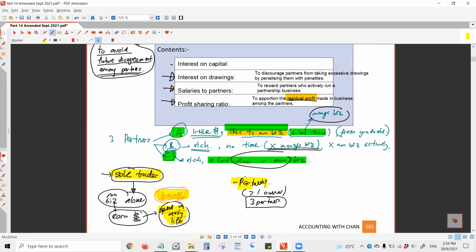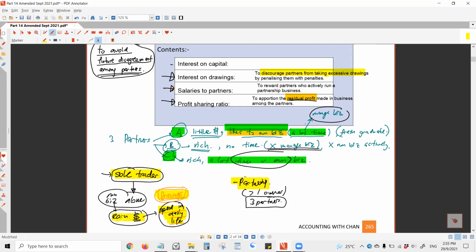Now, for partnership, do you think that partners need to live a life also? Yes, right. But if you discourage them to take drawings, can they live their life? Cannot, right? If the partnership business makes money, of course they should be allowed to use the money, right? Otherwise, why do you run a business? The reason you run a business is to make money, right? If the partners are discouraged to take drawings to be spent in personal life, then it sounds very contradicting.